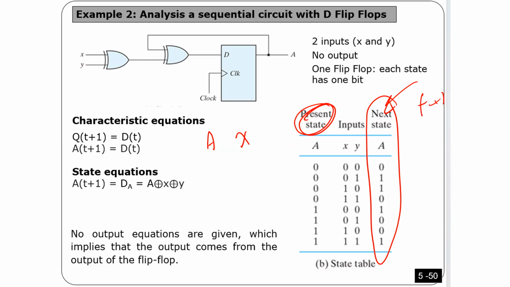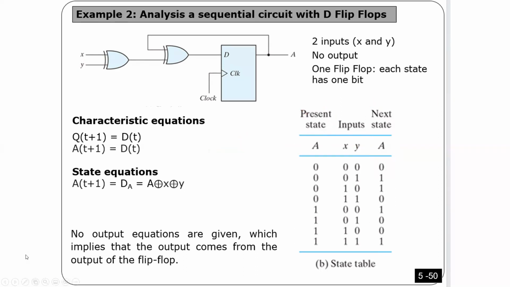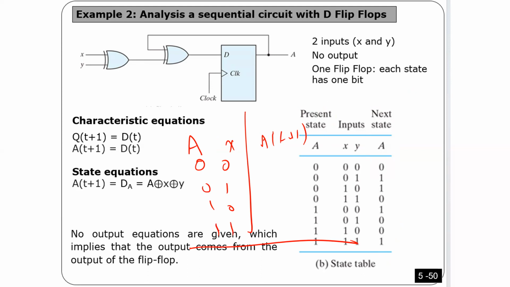Same thing here. Let me clear everything. You are gonna have A, x, and then A at t+1. Okay. So now these are the inputs. You have to put all possible cases here, which are 0 0, 0 1, 1 0, and 1 1. These are all possible cases we have. Is that okay? And then you can see x is here, okay?